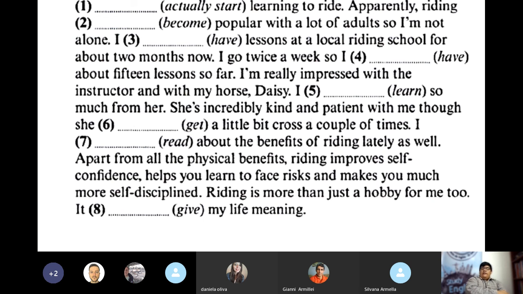Apart from all the physical benefits, writing improves self-confidence, helps you learn to face risks, and makes you much more self-disciplined. Writing is more than just a hobby for me too. It has given my life meaning, okay? It has given my life meaning.